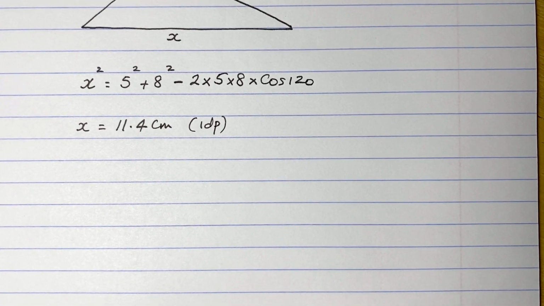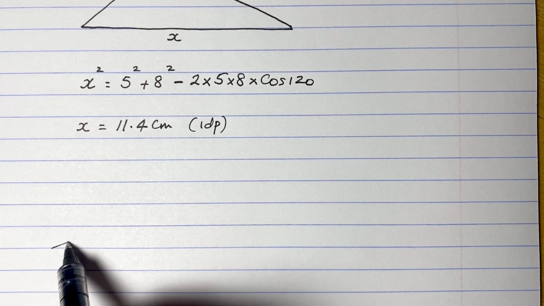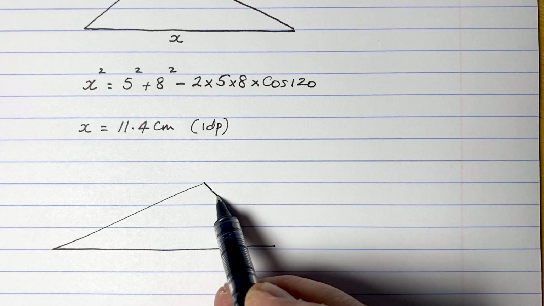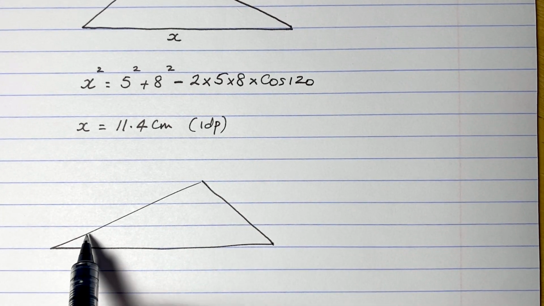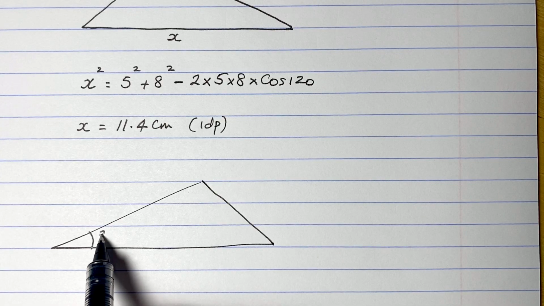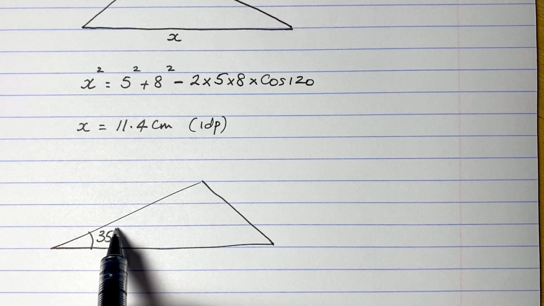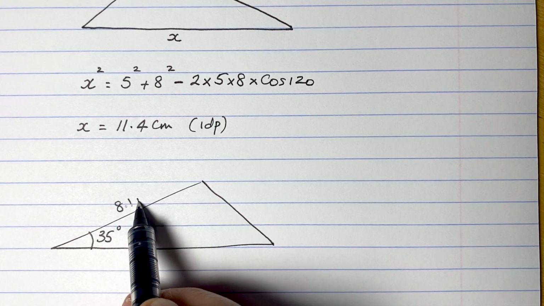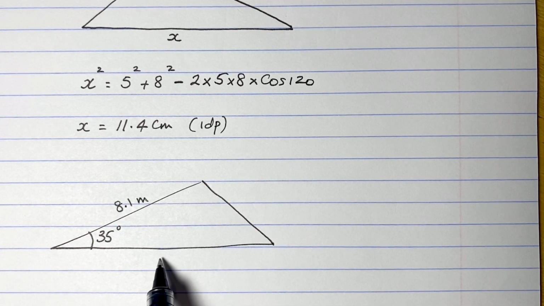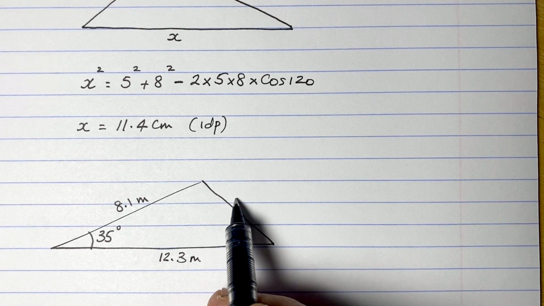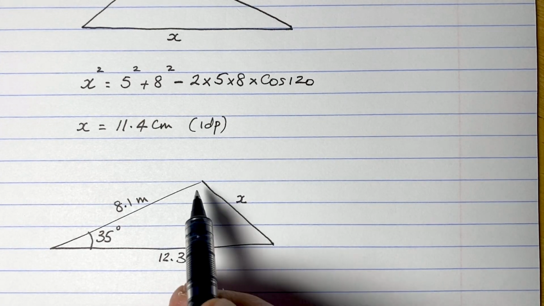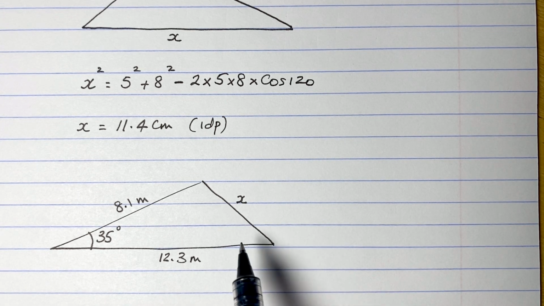Let's have another question. Say this angle, I don't know, 35 degrees. Say this side measures 8.1 meters and that measures 12.3 meters. And we want to find the size of the third side of the triangle.